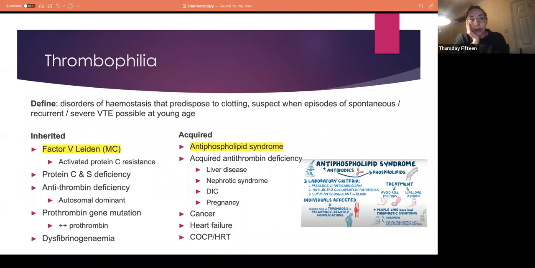Antiphospholipid syndrome also makes you more at risk of having arterial clots as well. So things like MIs is significant in antiphospholipid syndrome. The other kinds of acquired ones are just having cancer, heart failure, being on the pill, stuff like that.